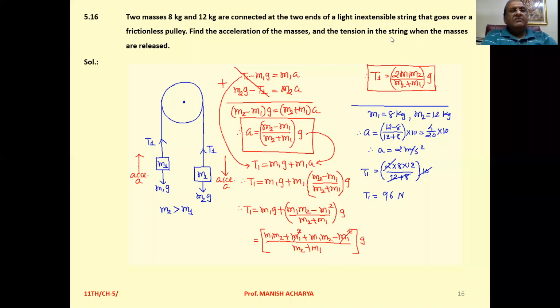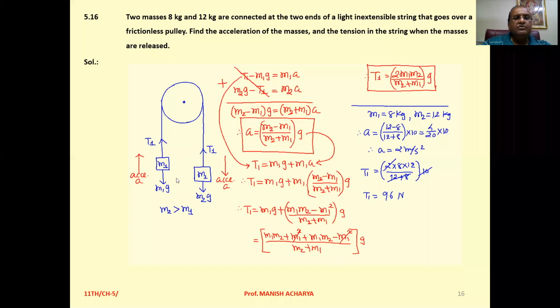Now example 5.16. Two masses 8 kg and 12 kg are connected at two ends of a light inextensible string that goes over a frictionless pulley. Find the acceleration of the masses and the tension in the string when the masses are released.